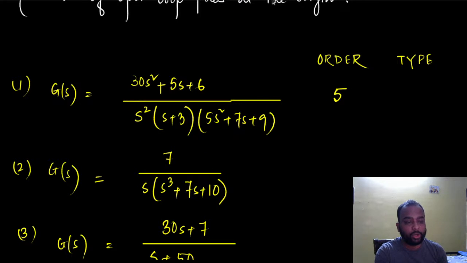But how many poles do you have at s equal to 0? How many poles here would you have at s equal to 0? That is solely determined by this. See, this will determine how many poles we have at s equal to 0, right? So it is going to be a type 2 system, right?